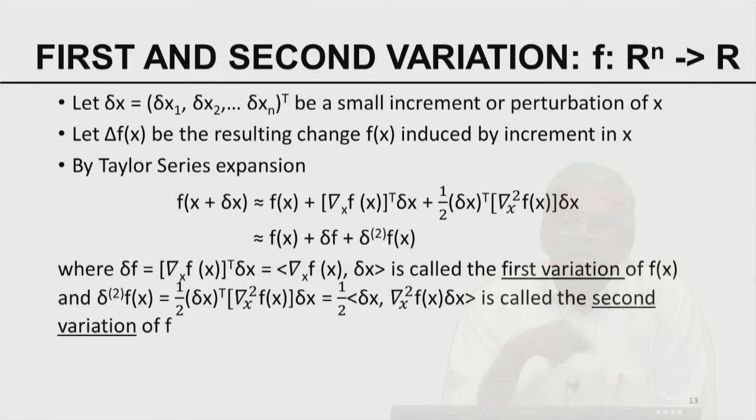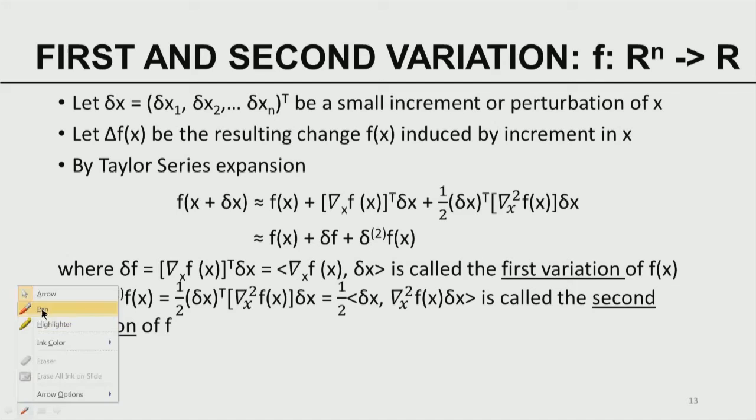3D var, the var refers to variation. 4D var refers to variation. So the notion of variational calculus, first variation, second variation, is fundamental to the development of many of the underlying algorithms. I would like to highlight some of the fundamental properties of this notion of first and second variation within the context of multivariate calculus.